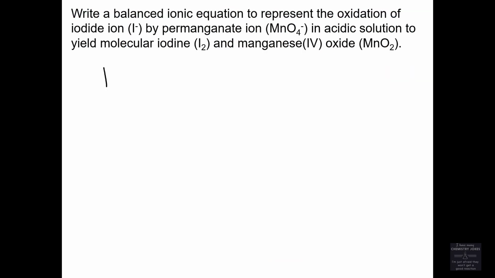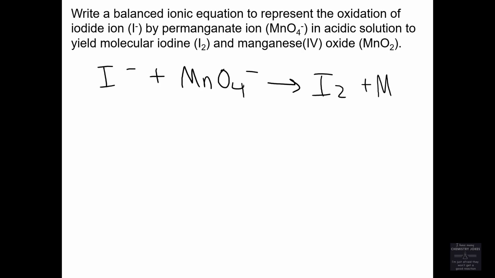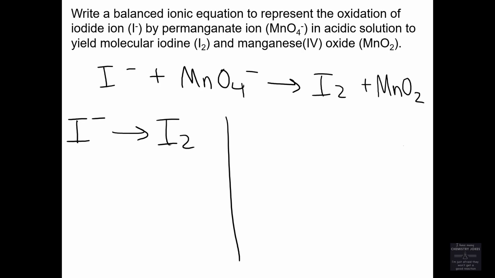The oxidation of I- by permanganate in acidic solution to yield molecular iodine and manganese 4 oxide. So reading that sentence, that's what we come up with. Step number 2 says separate the equation into 2 half reactions. What that means is write a half reaction for the similar species. So I'm going to separate iodine from manganese.